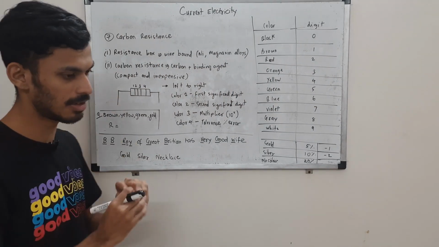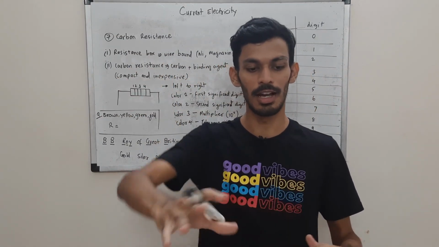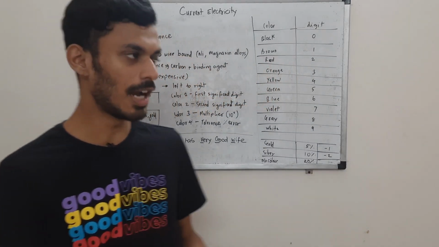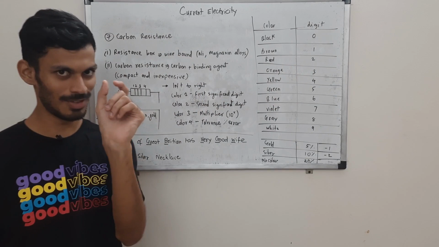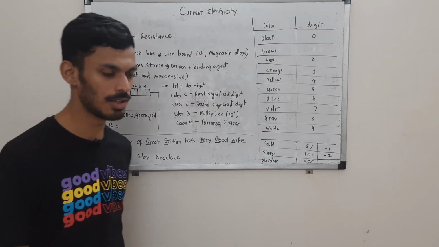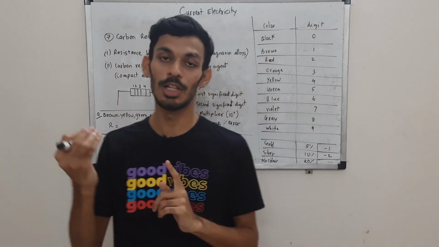Now these carbon resistors are first of all compact and inexpensive. This is their advantage over the resistance box. Resistance box, you have an entire box, right? It's bulky, it's heavy to carry and all of that. Here, a carbon resistor is just a resistor, a small thing, and on that carbon resistor you'll have 4 colors. These colors depict the value of the resistance.